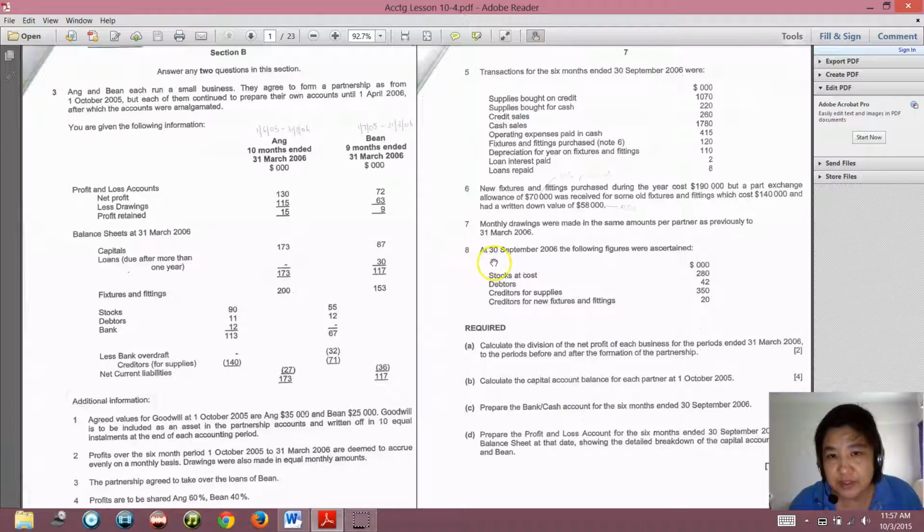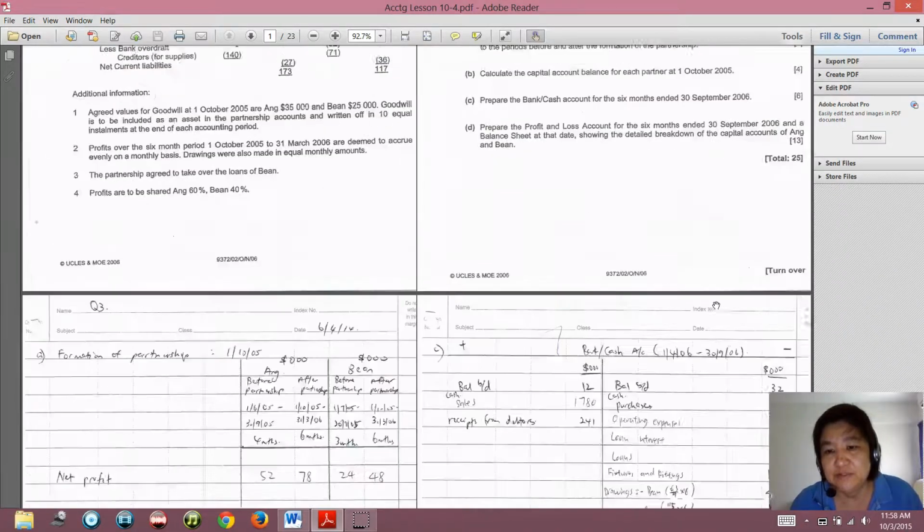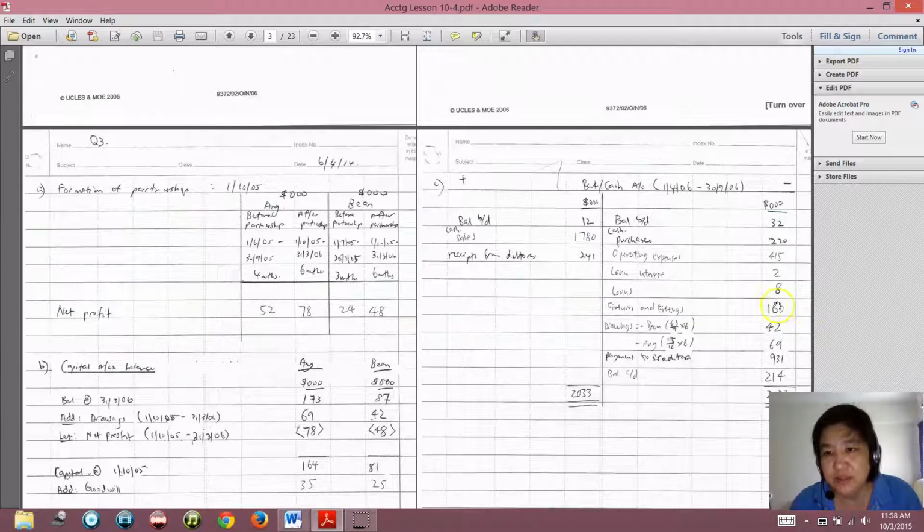But note 8 of the question, you see, at 30 September 2006, that means this is the year end, creditors for new fixture and fittings is 20. So you bought the furniture and fittings, you're supposed to pay the vendor 120, but at the end of the year you still owe the creditors 20,000. So you have paid 120 minus 20, which you have not paid yet. That means you have paid the fixture and fittings vendor 100,000. 100,000 is the money going out.